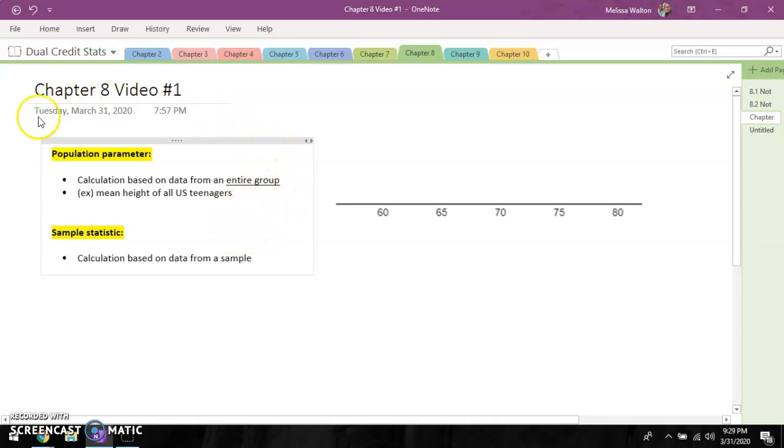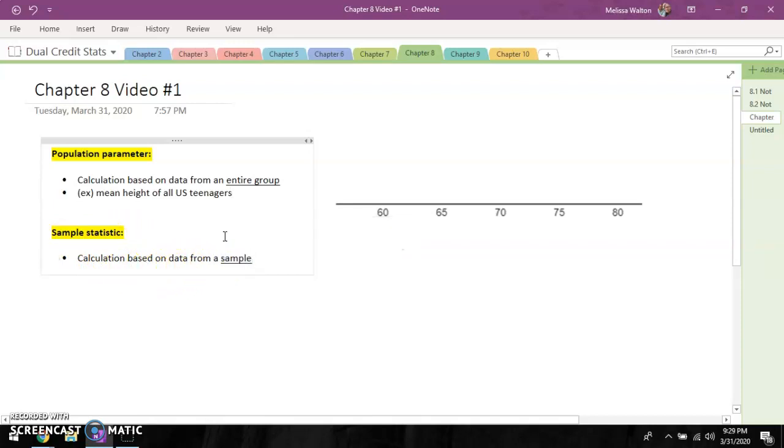So what we rely on in statistics most of the time, instead of actually calculating population parameters, is to do our best to figure out the population parameter based off of a sample. A sample statistic is a calculation based on data from a sample.